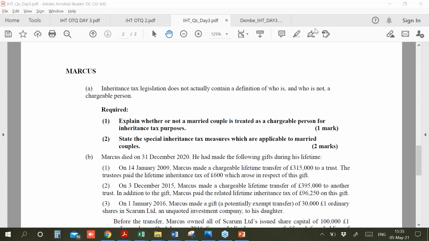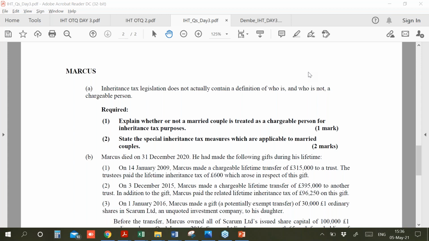Now, state the special inheritance tax advantages which are applicable to married couples that we are well aware of. What are the special advantages, guys? Yes, Gitin. The first is that they are treated as exempt for inheritance tax purposes. That is the first advantage. You're right. There is another one which we have constantly dealt with in our OTQs. Yes, Rubina, you're right, nil rate.